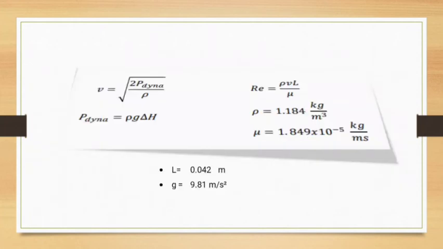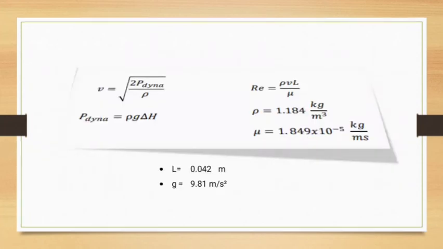These are the formulas given. To find velocity, we take the square root of 2 times dynamic pressure divided by density. To find dynamic pressure, density has to be multiplied by gravity and by height. To find Reynolds number, density is multiplied by velocity and length and divided by dynamic viscosity.